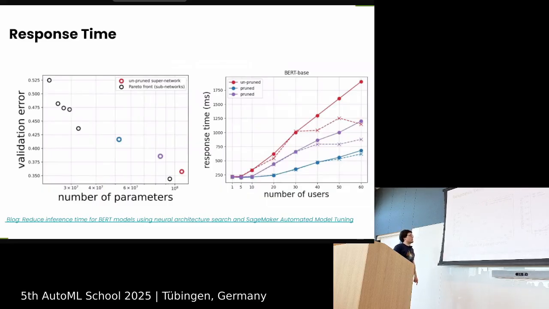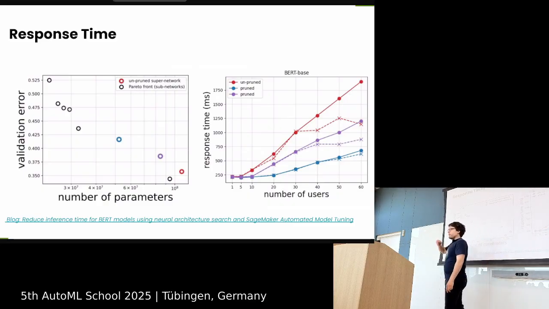This is also interesting because this is in a real-world setting where we prune one of those BERT models to get the Pareto front, and then we actually take those models, so the unpruned network and two pruned versions of it, and deploy them on an endpoint on SageMaker, and then measure the response time of that endpoint, right? So we essentially send queries to it and measure how long it takes to respond. And you can simulate it with different numbers of users, and you can see that by pruning the network, you tremendously cut the response time.